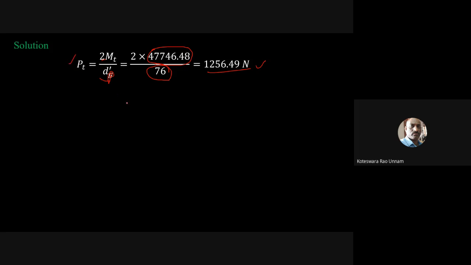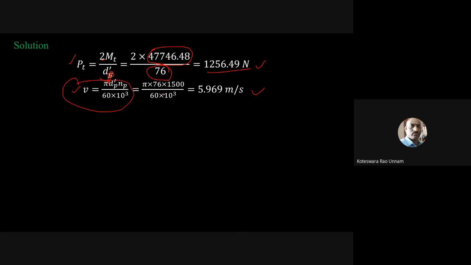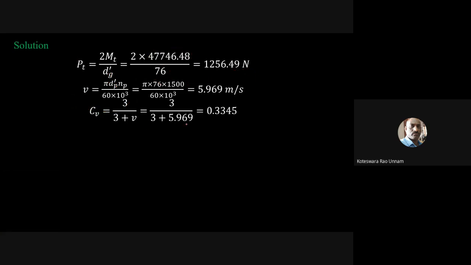To calculate P effective, you should know CS and CV. CS is given as 1.5 directly, but we need to calculate CV. For that, first you have to compute the pitch line velocity. V is given by this formula, where 76 is the diameter of the pinion and 1500 is the speed of the pinion. If you substitute it, you get 5.969 meters per second. Then CV is 3 by 3 plus V, which gives 0.3345.